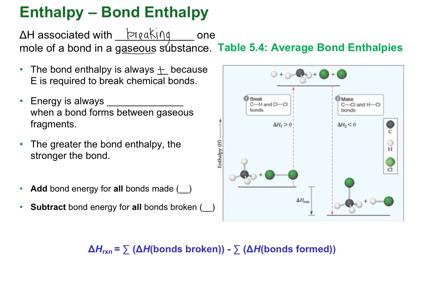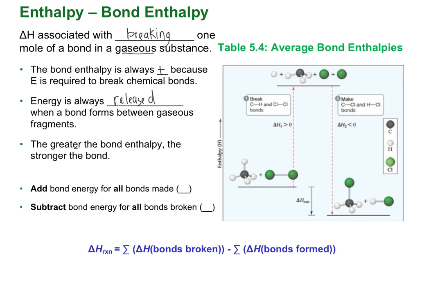Energy, though, is always released when we form a bond. It's just kind of like the opposite. And so that's where we'll see in our calculation a negative sign when we subtract, due to the formation dealing with energy getting released, or being exothermic.